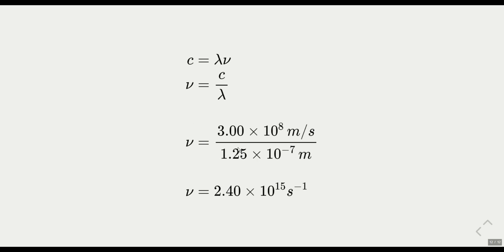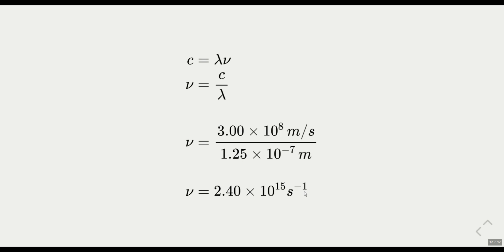When you divide 3 by 1.25 times 10 to the minus 7th, you get this pretty large number, 2.4 times 10 to the 15th. And the units, if you can see here, the meters are going to cancel. You're just left with second to the minus 1. That's the same unit as hertz.